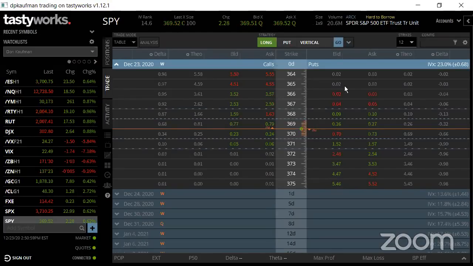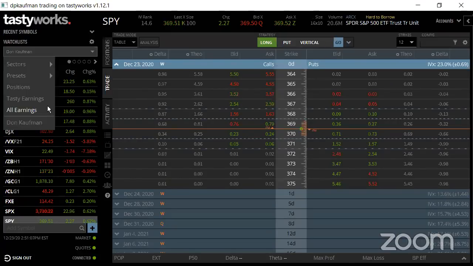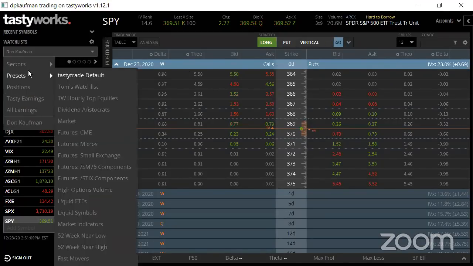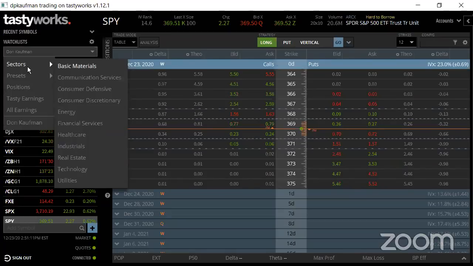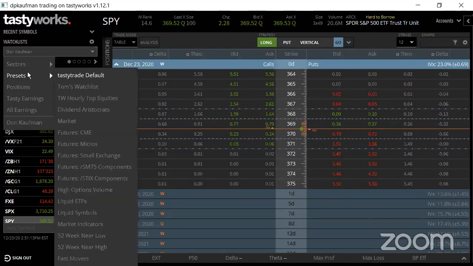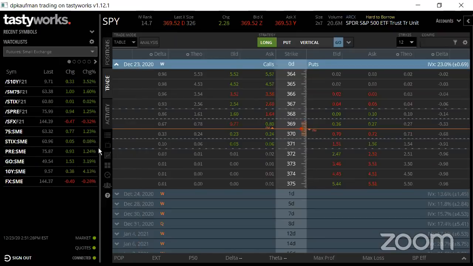In fact, Tastyworks has a sister firm called the Small Exchange, and I'll actually bring this up for just a moment. You may know this or may not know this, but there are different presets in here. There are different futures markets. There's the Chicago Mercantile Exchange, the CME, different products. There's micros, but there's now the Small Exchange.